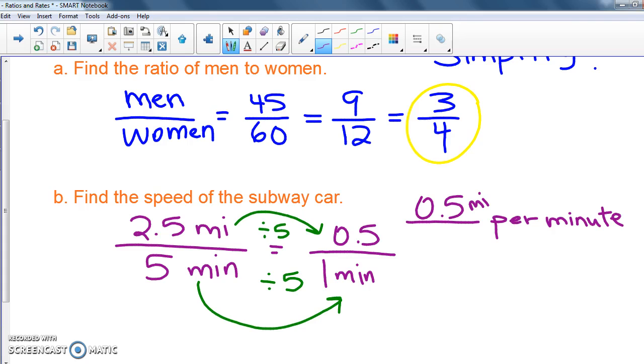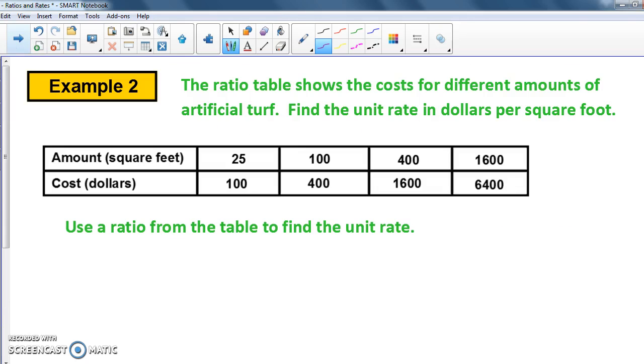All right. Let's look at another example. The ratio table shows the costs for different amounts of artificial turf. Find the unit rate in dollars per square foot. Use a ratio from the table to find the unit rate. Okay, so unit rate, we know that a unit rate means 1 on the bottom. And if you look at the problem, it says dollars per square foot. So that tells you what goes where. That means this is top, this is bottom, because it'll go in that order. Okay, since it said dollars first, that goes on the top.